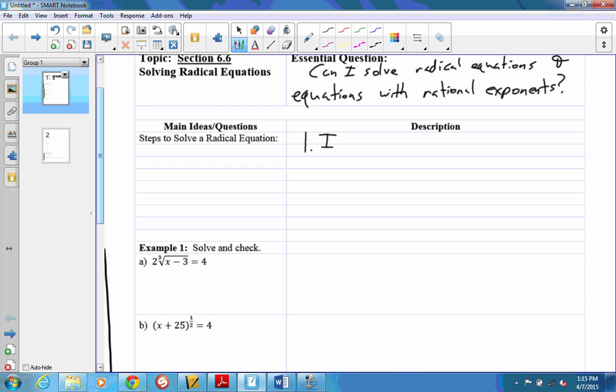So one good thing that will help you is to isolate the radical, because usually the variable that I'm solving for is going to be under a radical, so you're going to do that anyway. Most of the time you'll do that.